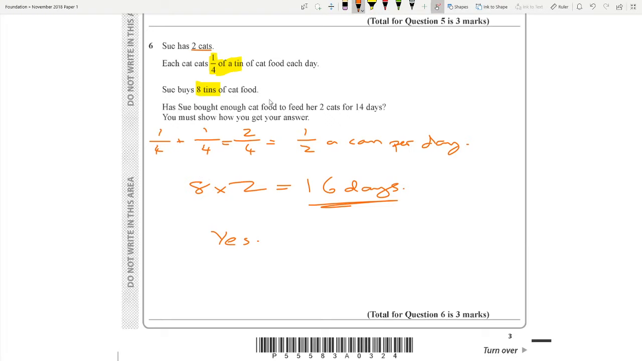She buys 8 tins of cat food. Will that be enough to last her 14 days? Because she goes through half a can per day, that means that 1 tin will last her 2 days, doesn't it? So therefore just do 8 times 2 to get the answer of 16. So you would say yes, it will last her enough, and this is how we show how we got the answer. And this question is worth 3 marks.